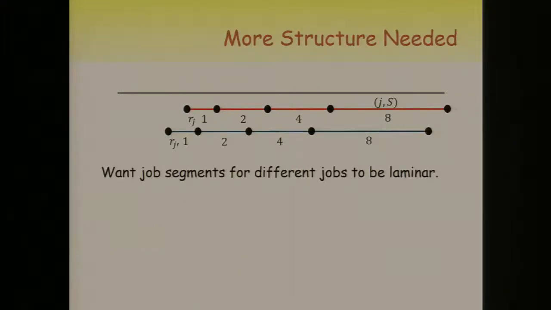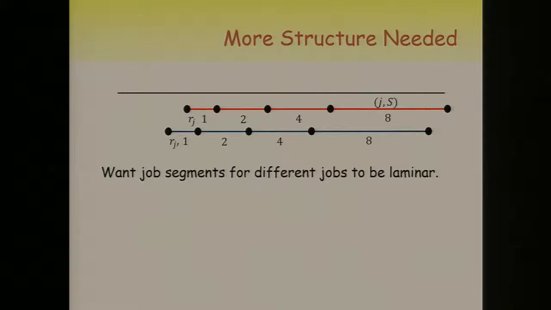Let's look at 2 different jobs. This is one job, this is another job. For this job I will have segments of exponentially increasing length. For some other job I will have similar segments, but the starting points will be different. The starting points will be the release dates, because you are counting for this job starting from its release date. And so their segments will sort of cross each other. For example, this blue segment here crosses 2 red segments.